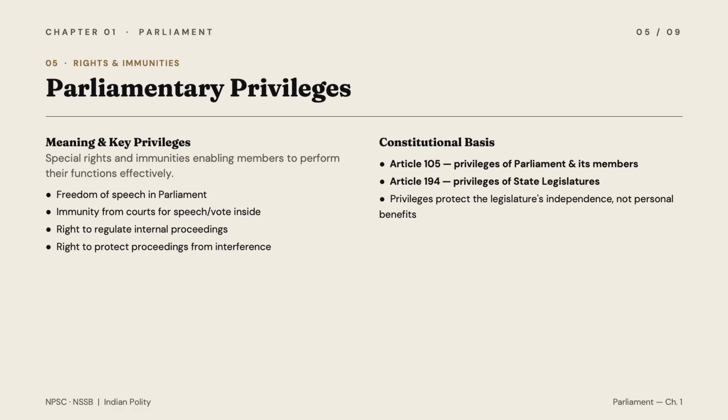Now we look at parliamentary privileges. I will go very fast. The meaning and key privileges in the parliament. Every member of the parliament is given these freedoms, these privileges, special rights and immunities. The freedom of speech in parliament. They can speak whatever they wish to speak in the Indian parliament, and they are immune from courts for the speech or vote inside.